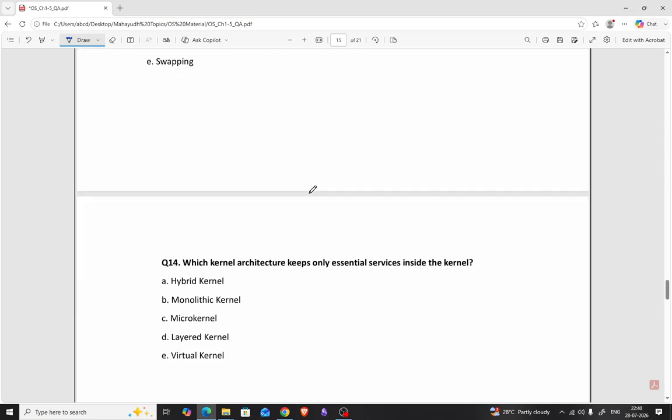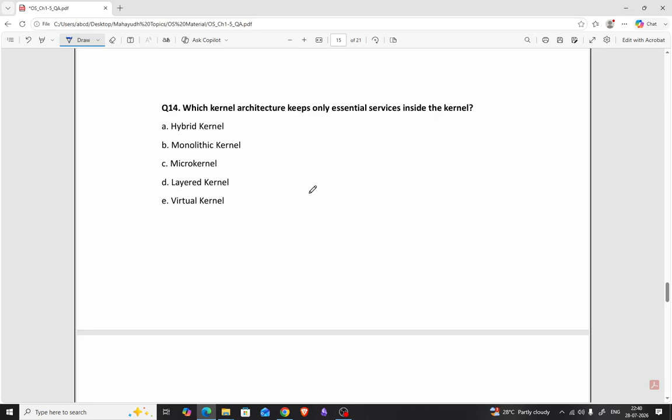Now we will go for question number 14. Which kernel architecture keeps only essential services inside the kernel? We already discussed earlier also. So you guys will be knowing, microkernel.